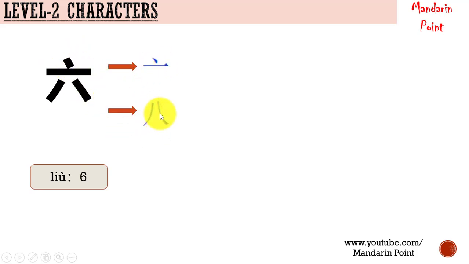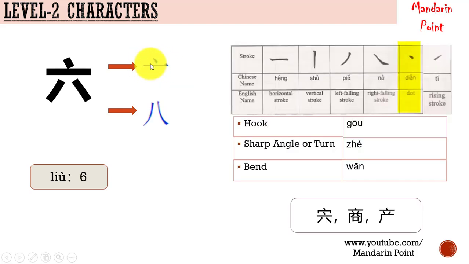This one and this one. Now this cannot be decomposed further because these are directly derived from basic strokes. This one is thin and this one is horizontal stroke. This one is left falling, right falling, and let's find an example.